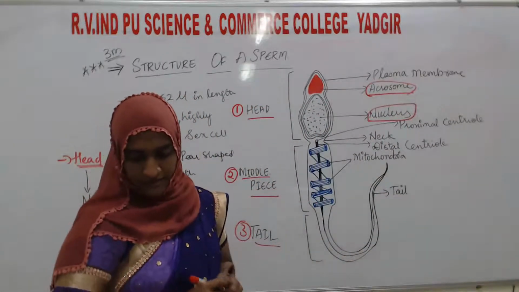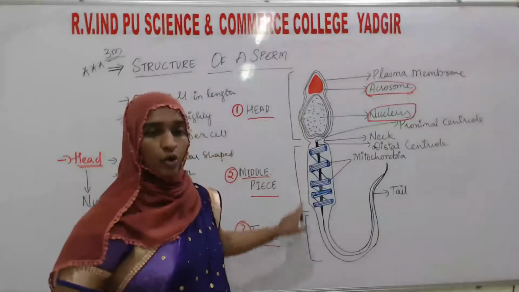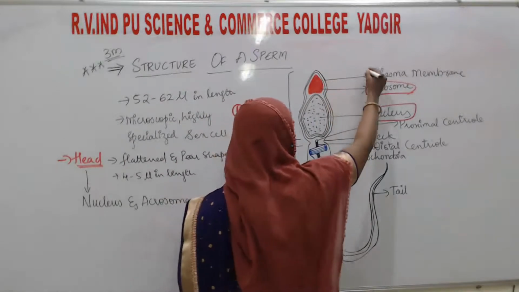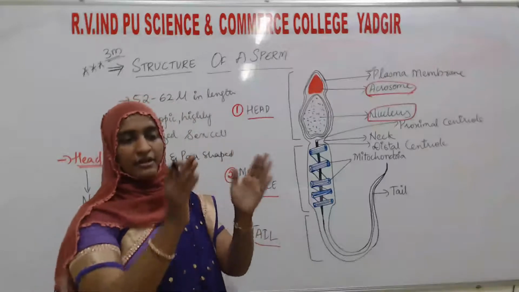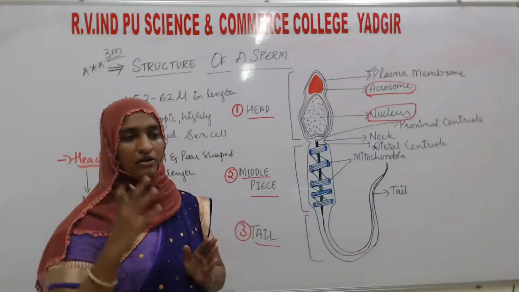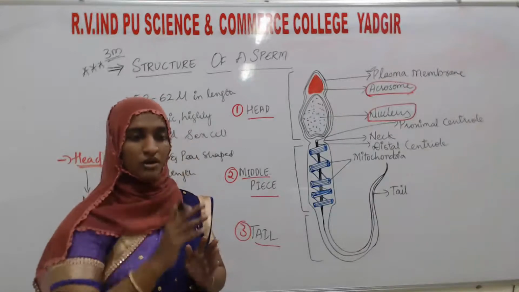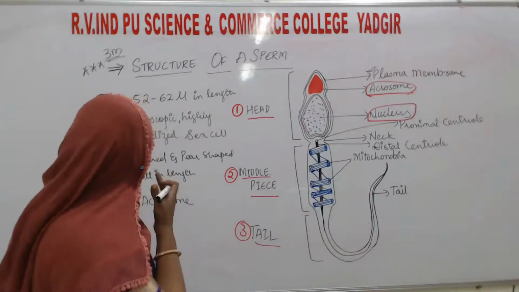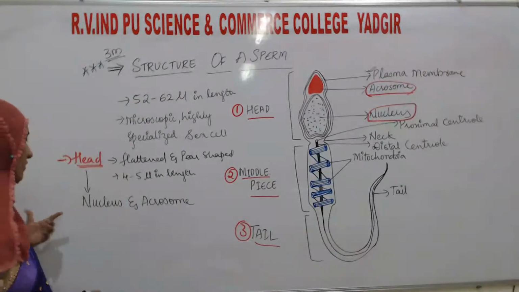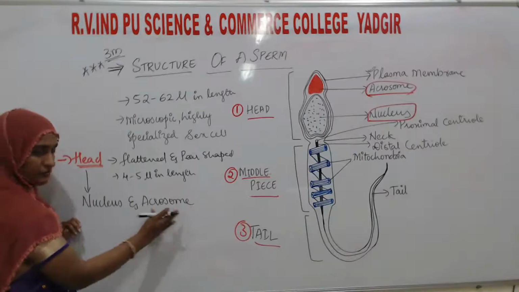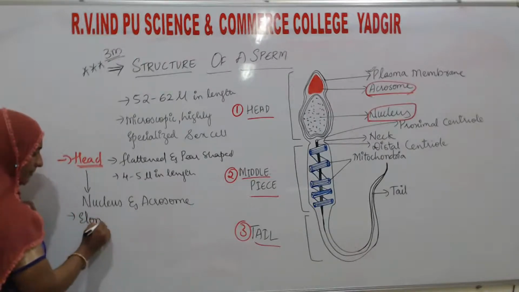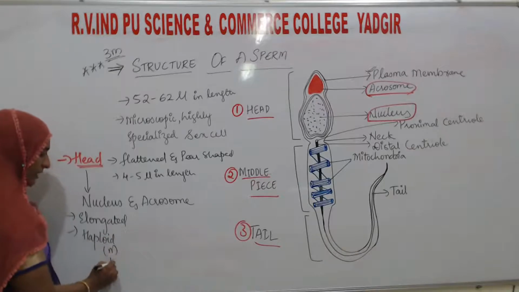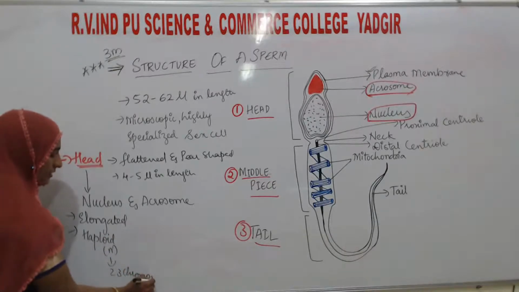Before going to that, a plasma membrane envelops the whole sperm. You can see this is the outermost layer, which we call the plasma membrane, enclosing the whole cell, not only the head, not only the middle part, or the tail part. The whole sperm is enveloped till the end of the tail. The sperm head contains an elongated haploid nucleus. Haploid means n number of chromosomes. That means 23 chromosomes will be present in the nucleus.